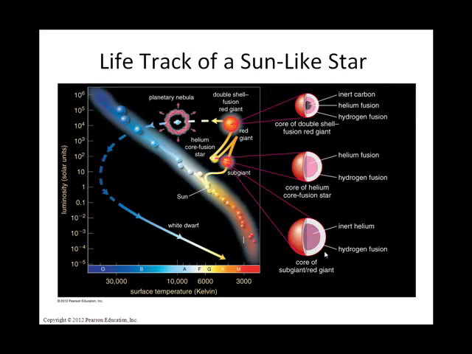And then up here, now we have the outer shell hydrogen fusion, the inner shell helium fusion, and the inert carbon core. And then, like I said, from there it's going to cool off and give us a planetary nebula. That nebula will stop glowing eventually, and all we'll see is the white dwarf.